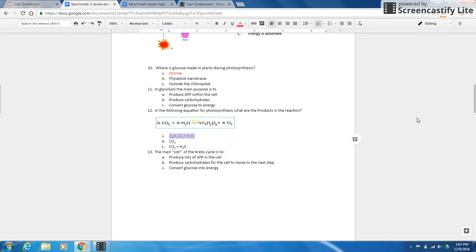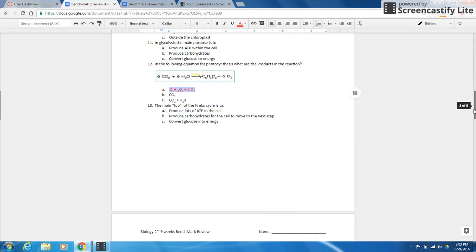Okay, number 13. What is the job of the Krebs cycle? Okay, so this is a trick question. Now, does the Krebs cycle in A produce ATP? Yes. Does it convert glucose to energy? No. That's the job of glycolysis. So we have to say it's either A or it's B.